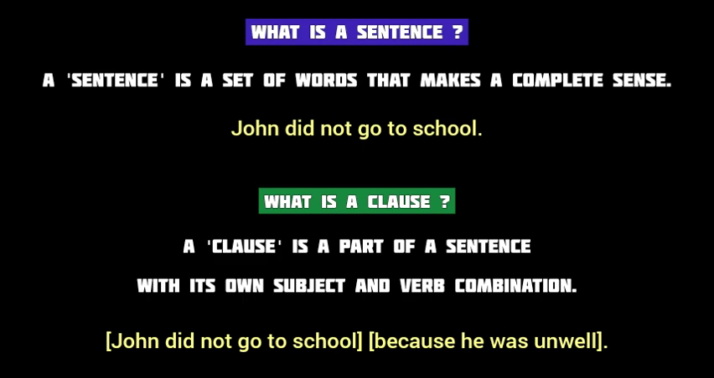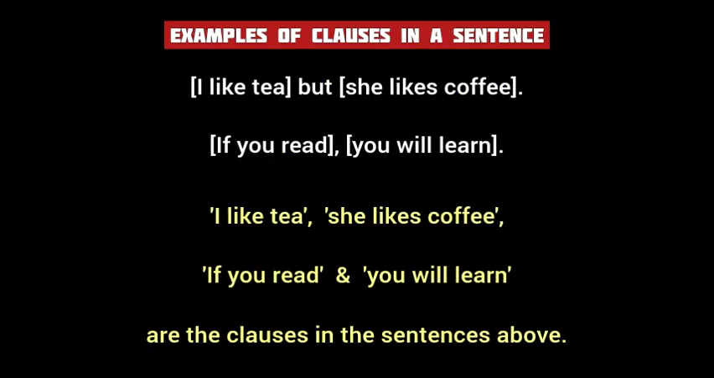For example, "John did not go to school" is a sentence with the subject John and the predicate "did not go to school." But in the next sentence, "John did not go to school because he was unwell," there are two clauses with their own subjects and predicates: "John did not go to school" and "because he was unwell." Now see a couple of sentences and their clauses on your screen.